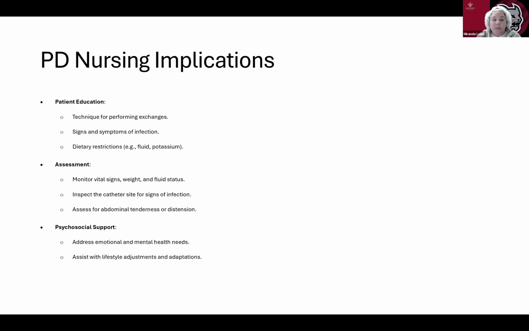Our nursing implications for peritoneal dialysis is going to be the technique for performing exchanges, because we have to teach our patients how to do this. Signs and symptoms of infection and dietary restrictions. Our assessment is we're going to monitor their vital signs, weight and fluid status, inspect the catheter site for signs of infection, and assess for abdominal tenderness or distension, and then address emotional and mental health needs, assist with lifestyle adjustments and adaptations. It's very important to teach your patients that whatever is going into the cavity absolutely has to come out of the cavity, or you're going to have this abdominal distension.